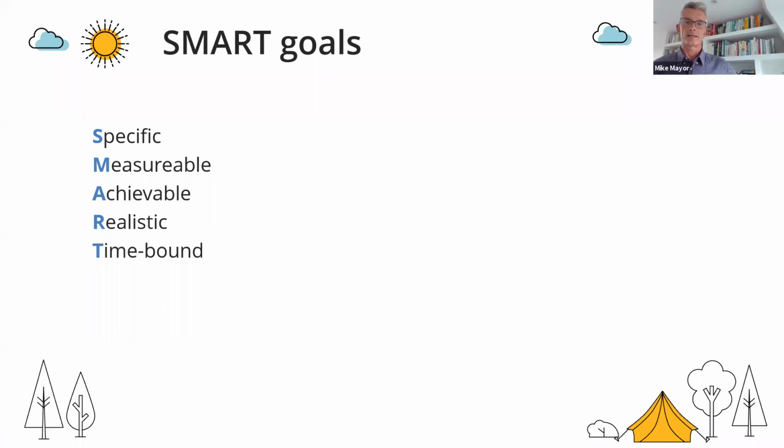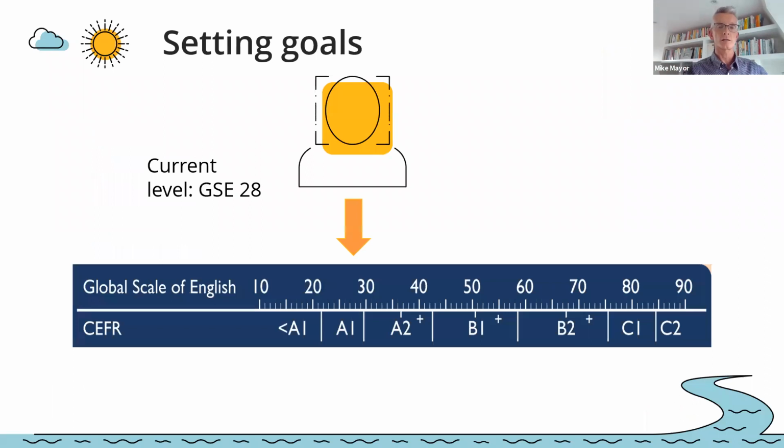And when you're setting goals, I'm sure many of you are familiar with the acronym SMART. We want to make these goals SMART. So specific, they need to be measurable so that you can see whether or not they've been reached. Achievable and realistic, and you need to know how much time it's going to take to master a particular goal. So using the Global Scale of English, I think this can help you with a lot of that setting of SMART goals.